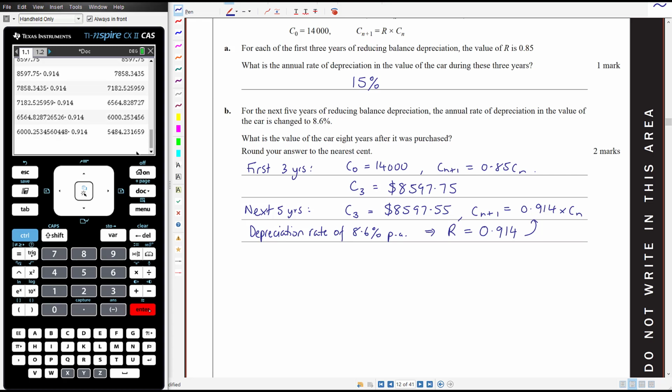So I've done that recurrence. Okay, so that means that C8 is going to be $5,484.23. The value of the car 8 years after it was purchased is going to be $5,484.23.